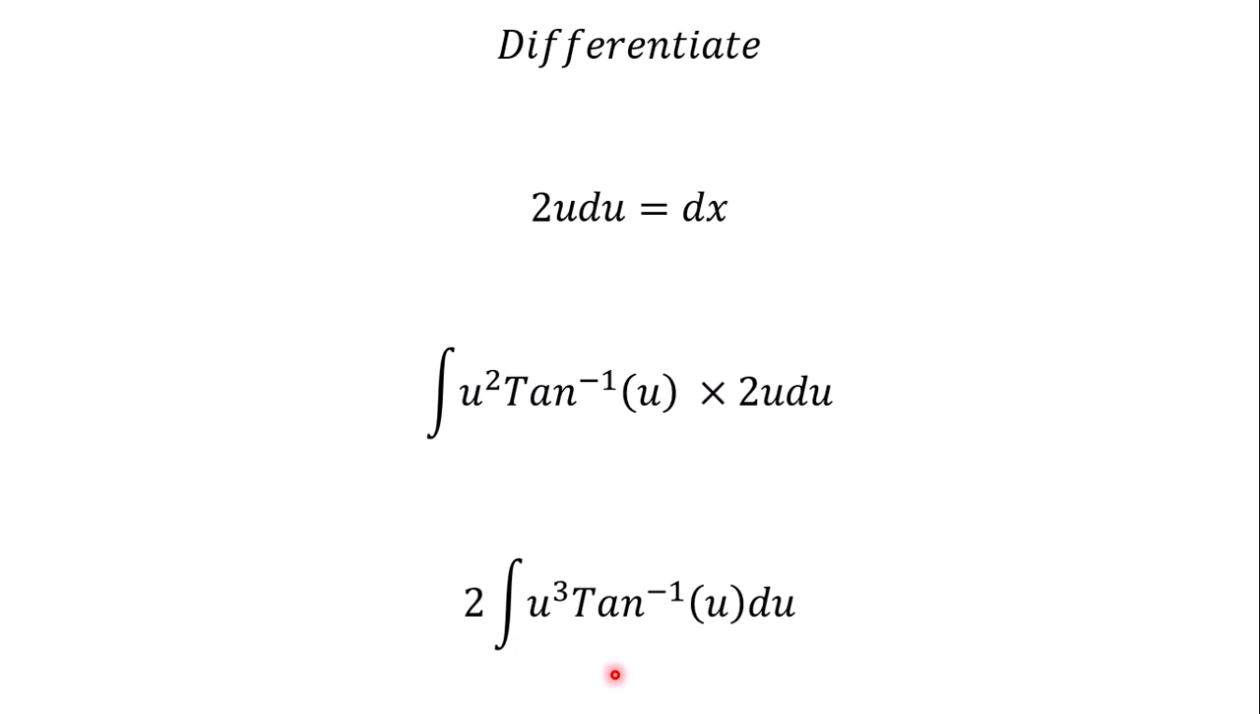So let's quickly move on to the DI method. That is, let's start using the format. So let's draw the format. This is how the format goes: two columns, the differentiation column, which is this, and then the integration column. You already know more about this method, so I'll not talk about it much. So let's write. I said we are differentiating tangent inverse and we are integrating u to the power 3.